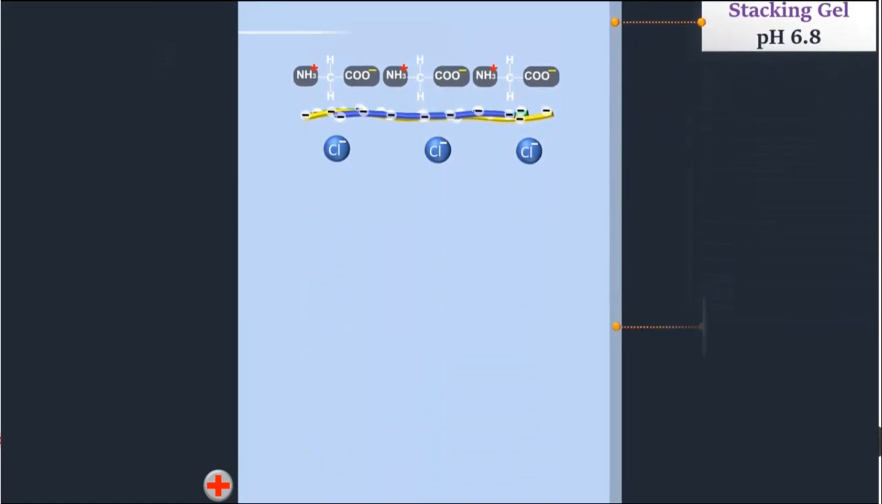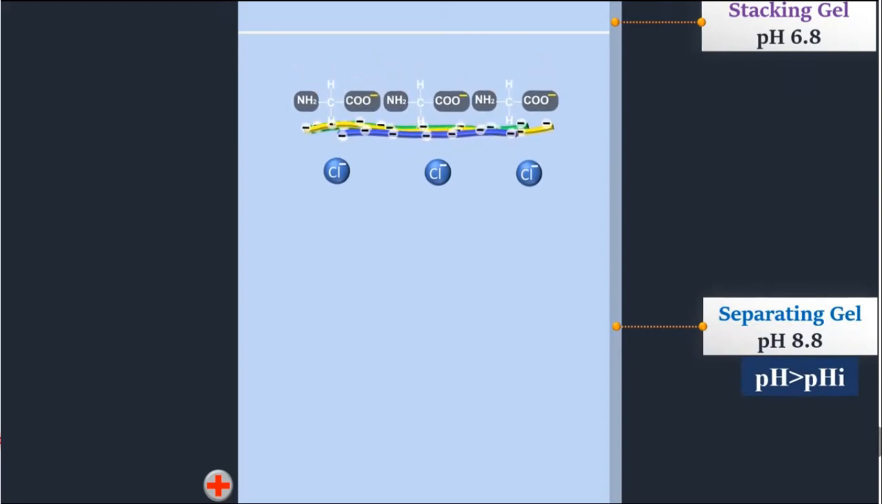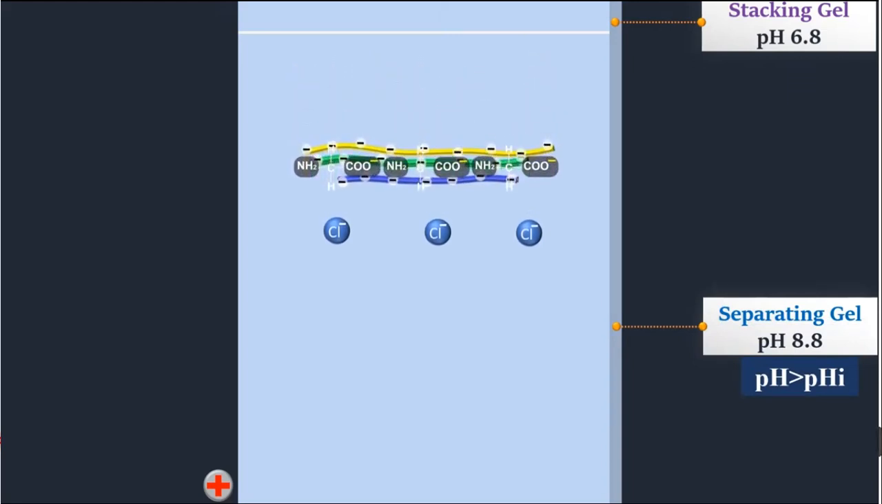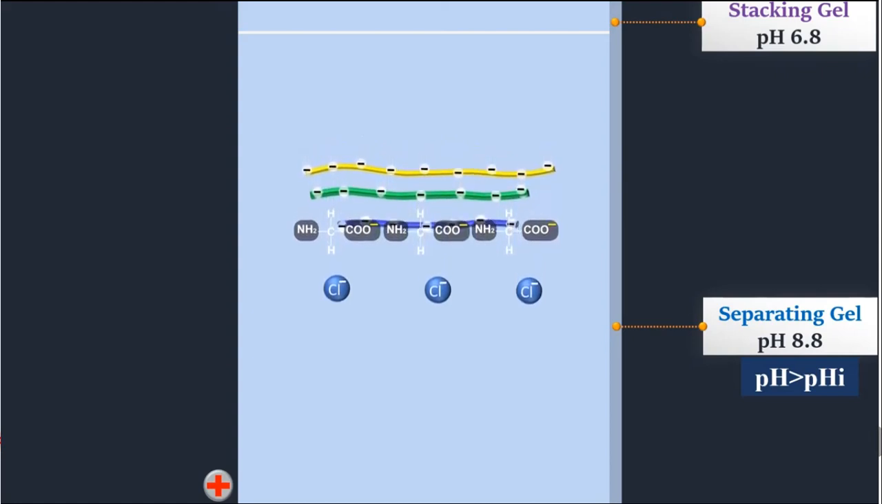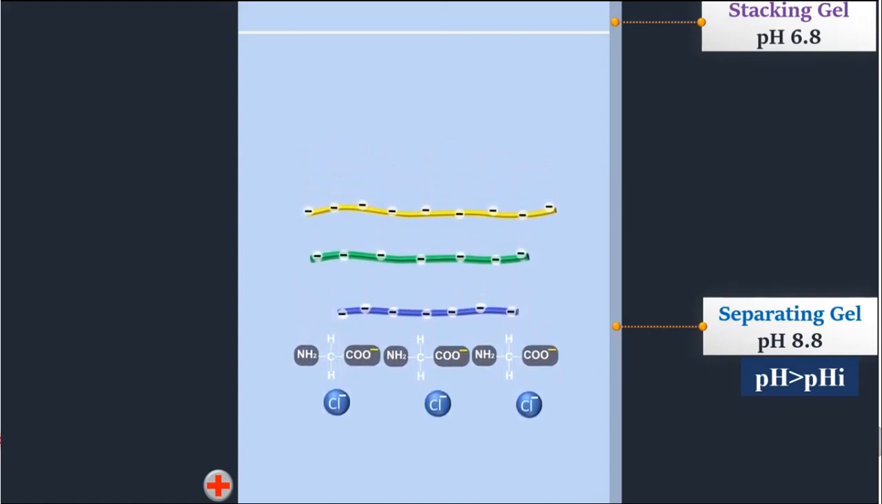This procession carries on until it hits the separating gel, where the pH switches to 8.8. At this pH the glycine molecules are mostly negatively charged and can migrate much faster than the proteins. Proteins are separated, so higher molecular weight proteins move more slowly through the porous acrylamide gel than lower molecular weight proteins.